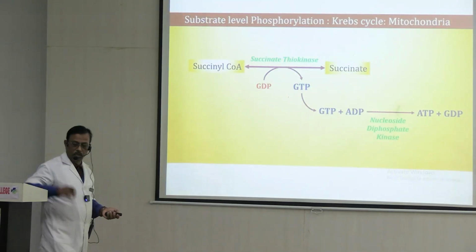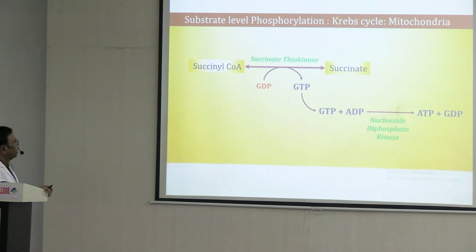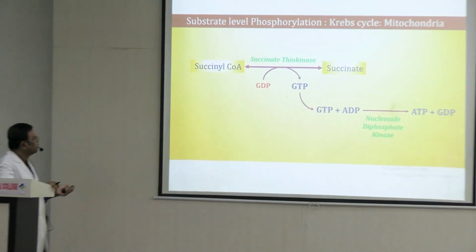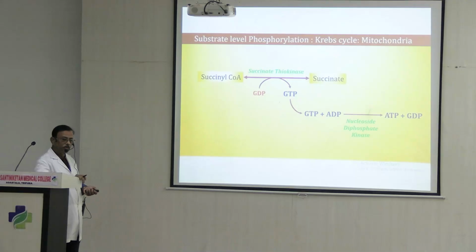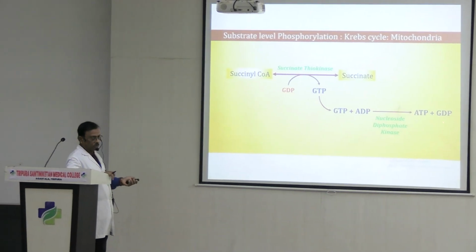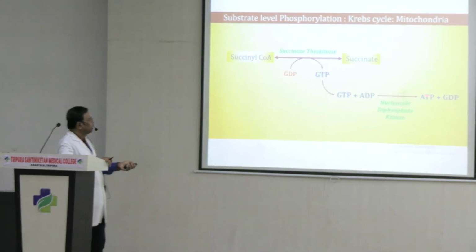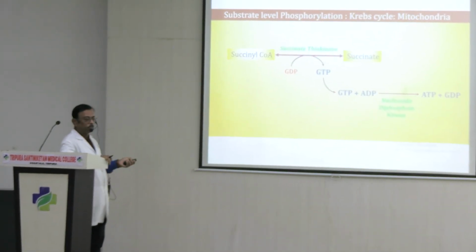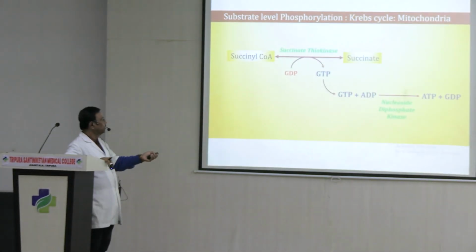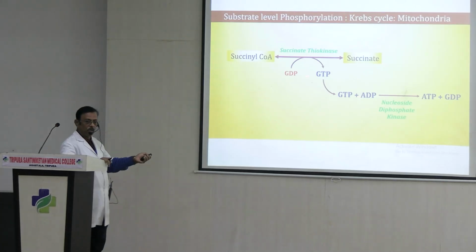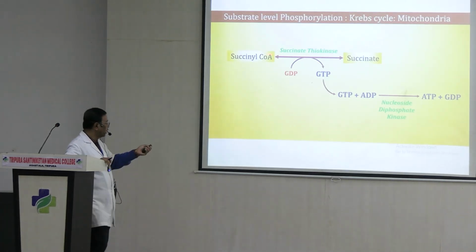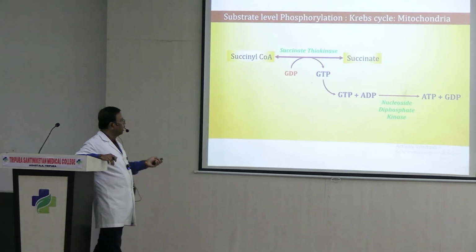Here is the Krebs cycle, where GTP is produced, guanosine triphosphate. It is like an ATP only. From guanosine triphosphate, the ATP is synthesized. So, this ATP is not directly synthesized in this reaction, but ultimately it is the ATP which is generated using the energy released by this reaction.